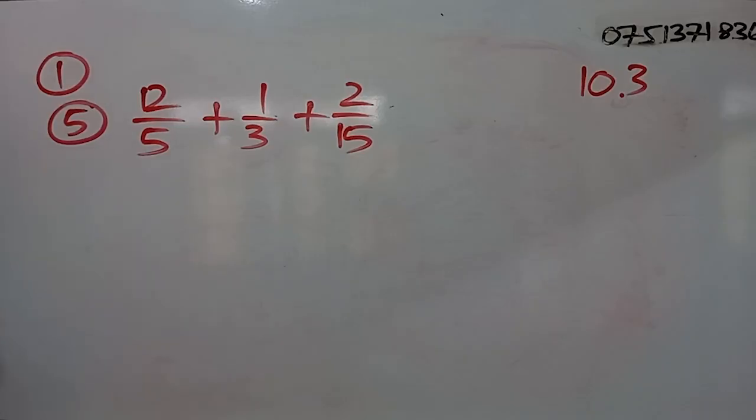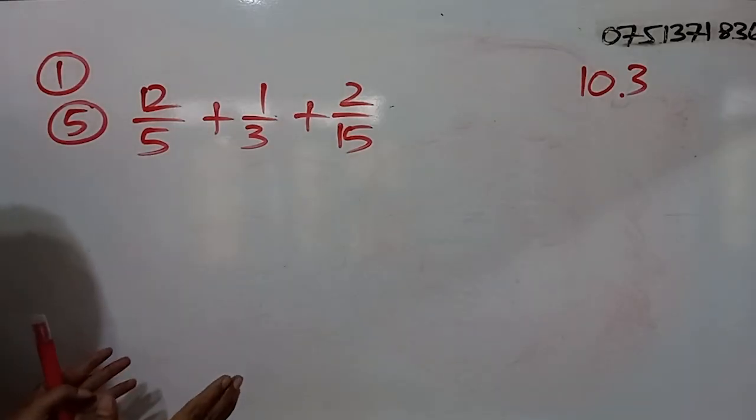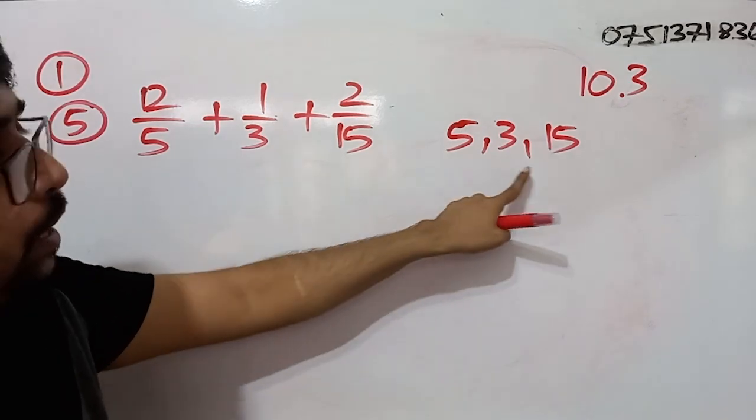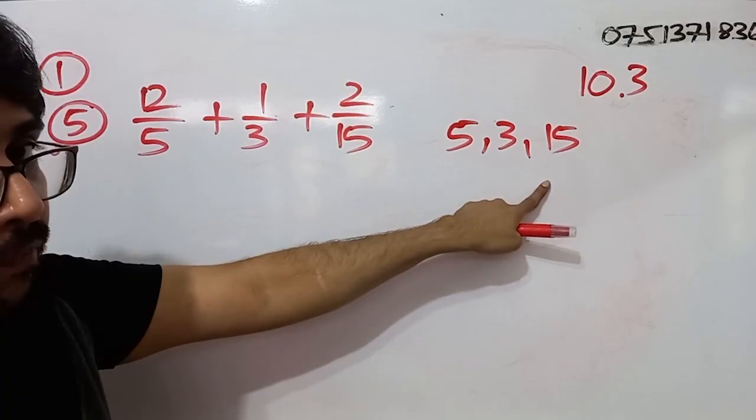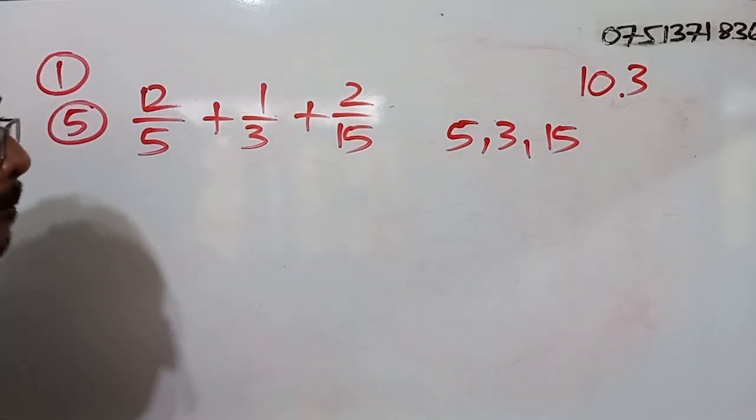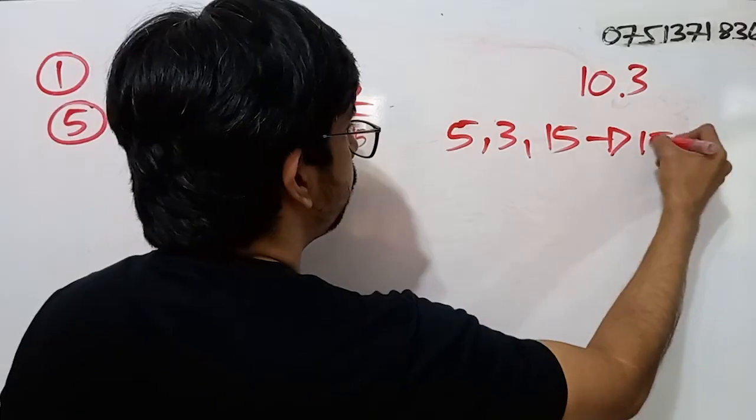Right, so in the next question, we have three fractions where the denominators are different. These are the three denominator numbers. So the easiest way is to come up with the LCM of these three numbers, which will be what? In this case, it will be 15.